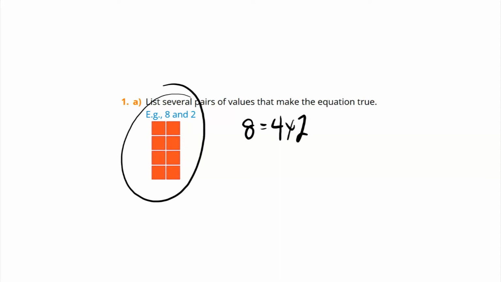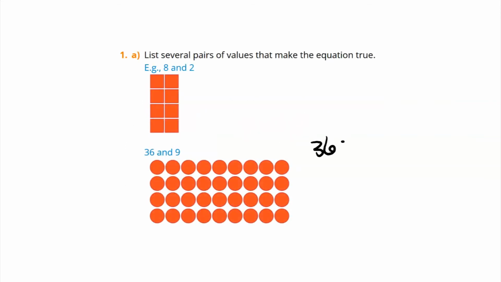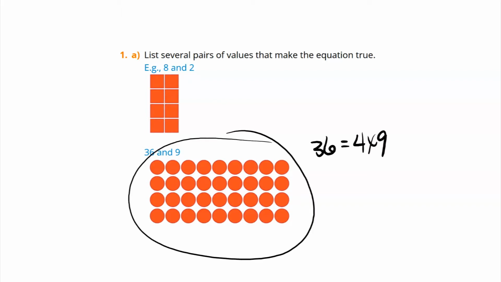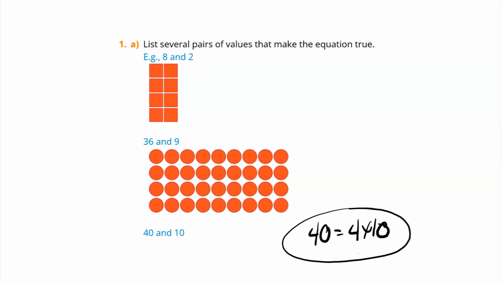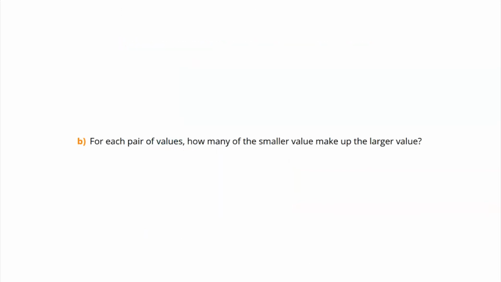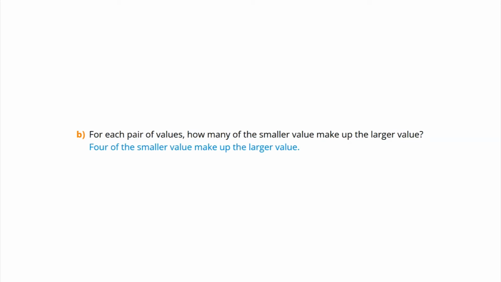We can also see that 36 is equal to 4 times 9. And again, we've got a visual model illustrating that. 40 and 10. 40 is equal to 4 times 10. No visual model this time, but we're pretty good now at multiplying a single digit by 10. For each pair of values, how many of the smaller value make up the larger value? In each of the previous problems, we were taking some number and multiplying it by 4. So 4 of the smaller value make up the larger value.